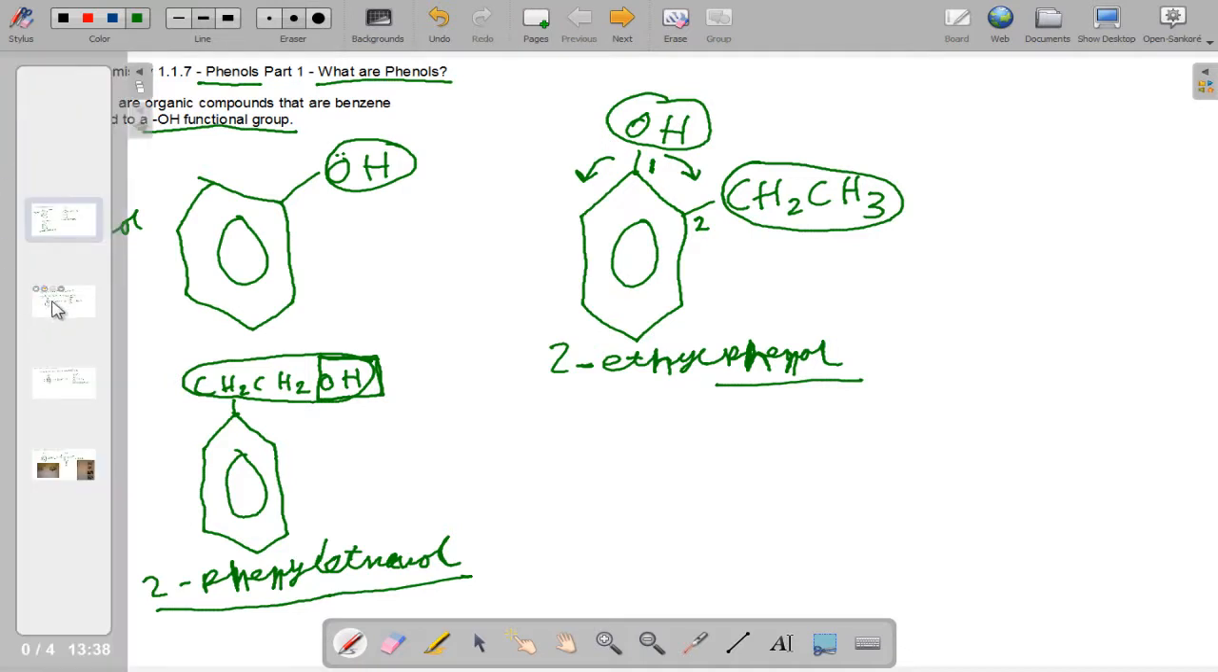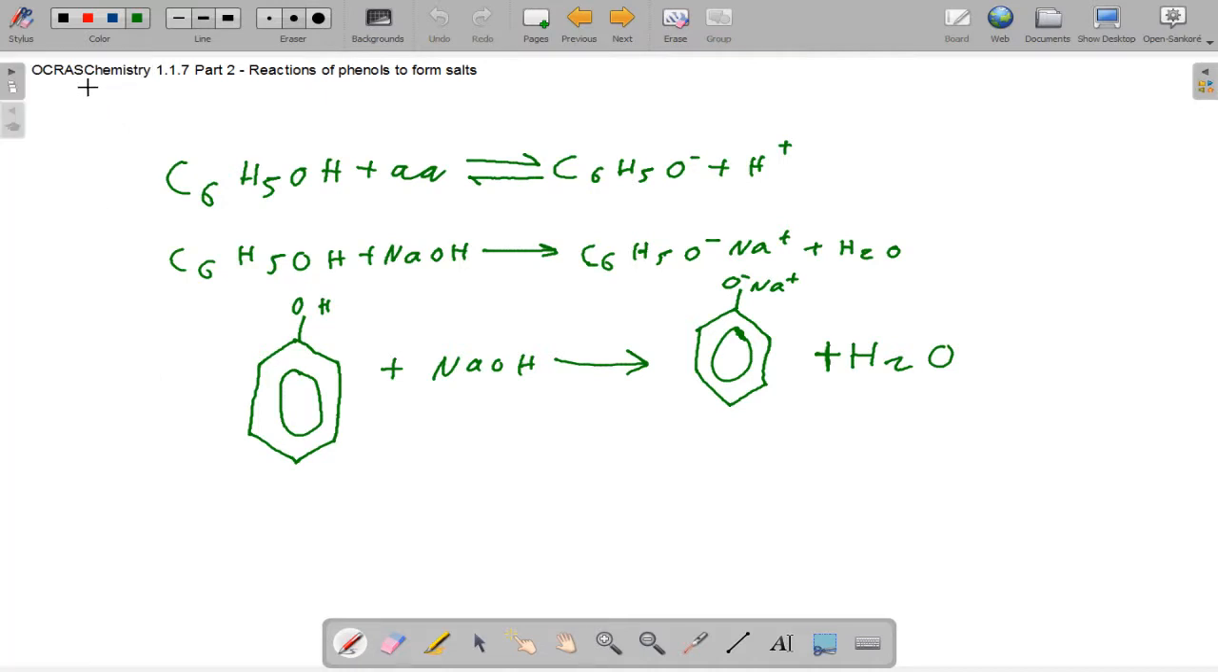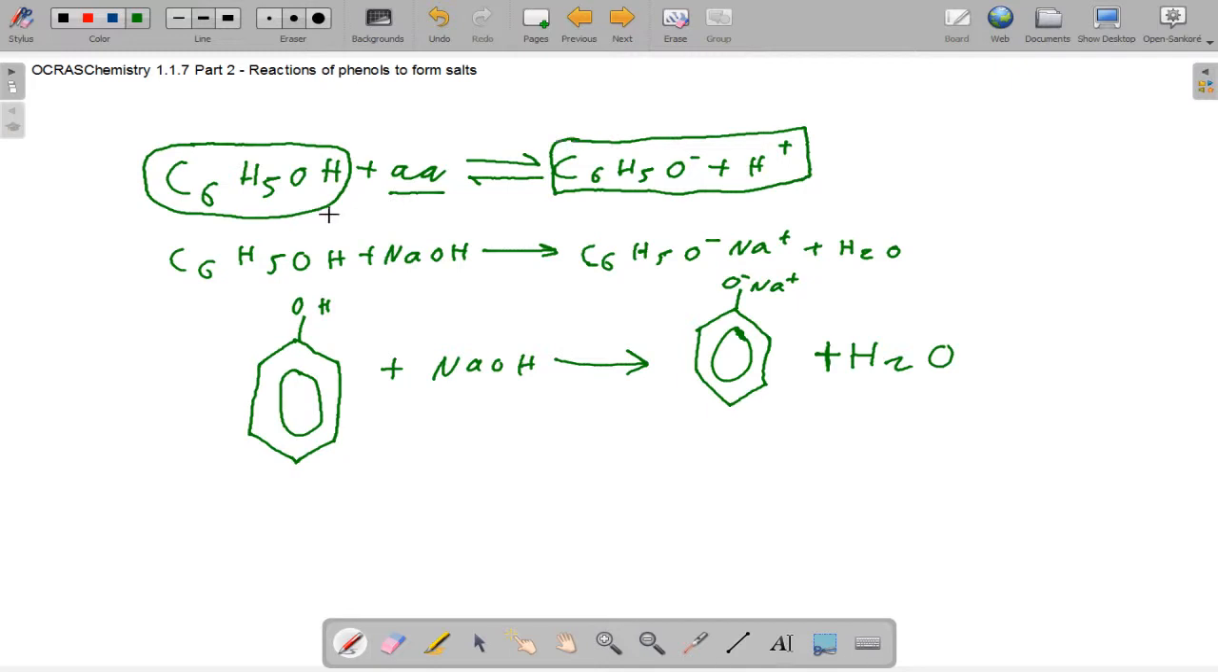Now I'm going to talk about the different reactions with sodium hydroxide and sodium on its own. So first we're going to talk about the reaction with sodium hydroxide. So if I have C6H5OH, our basic phenol, and we put it in water, aqueous, I've called it, we get the C6H5O- ion and H+ ions floating around in the water.